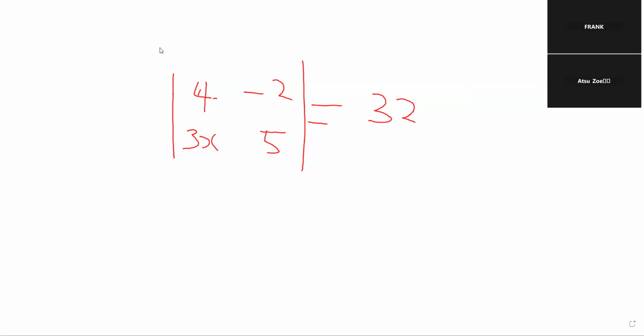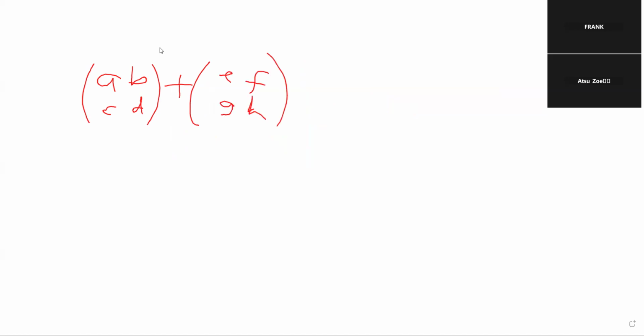So let's proceed to something else. Now, other questions, you practice them later. So let's look at how to add and subtract matrices, 2 by 2 and 3 by 3. Okay, your scope is 2 by 2. So if I have A, B, C, D as a matrix, and I am adding that to E, F, G, H, what would that be?